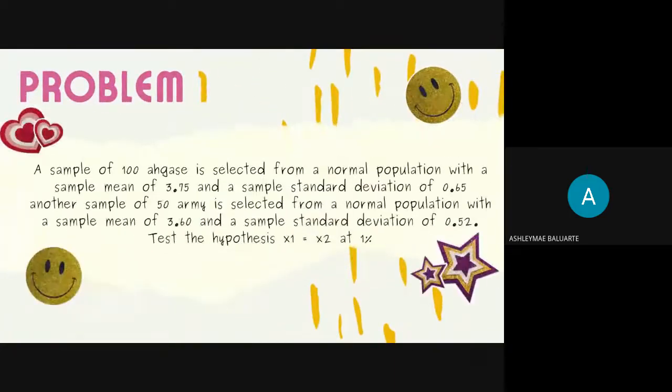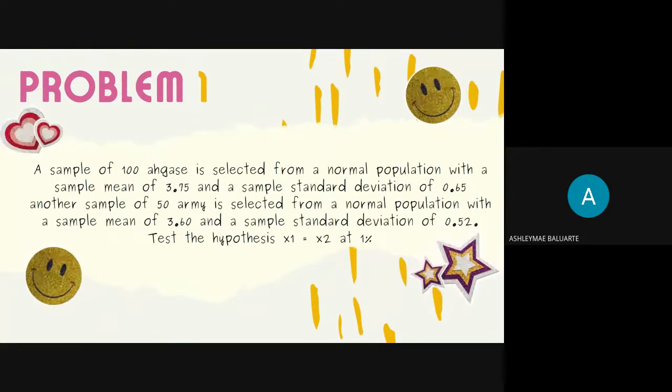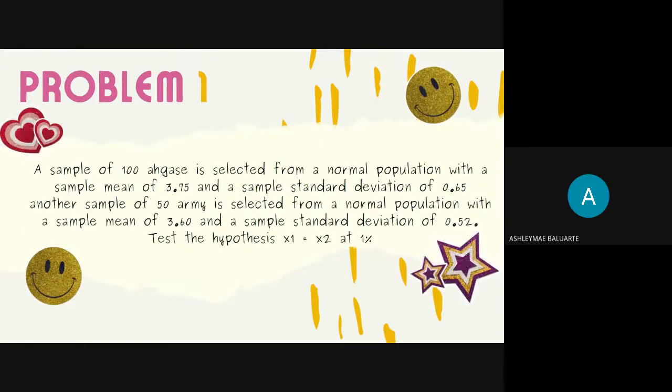So, problem number 1. A sample of 100 Agasse is selected from a normal population with a sample mean of 3.75 and a sample standard deviation of 0.65. Another sample of 50 Army is selected from a normal population with a sample mean of 3.60 and a sample standard deviation of 0.52. Test the hypothesis sample mean 1 is equal to sample mean 2 at 1%.